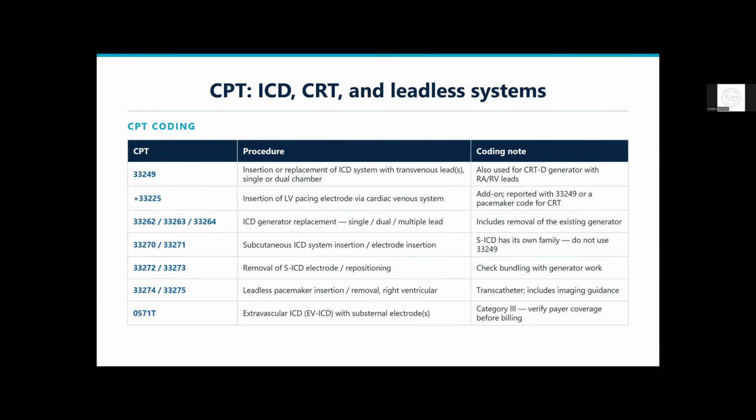Subcutaneous ICDs use the 33270 series, never 33249. Leadless pacemakers use 33274 through 33275 and include imaging guidance. Extravascular ICDs currently use Category 3 code 0571T, but always verify your payer coverage.